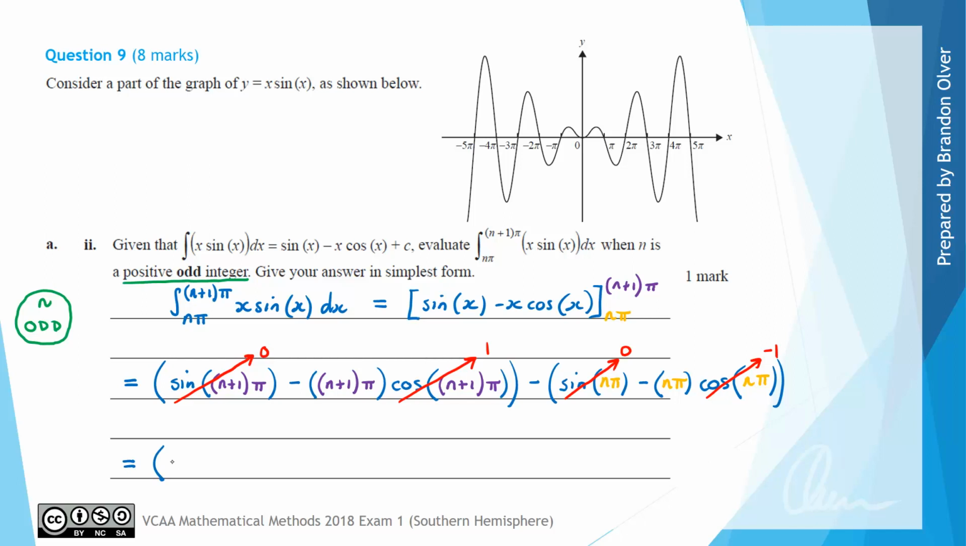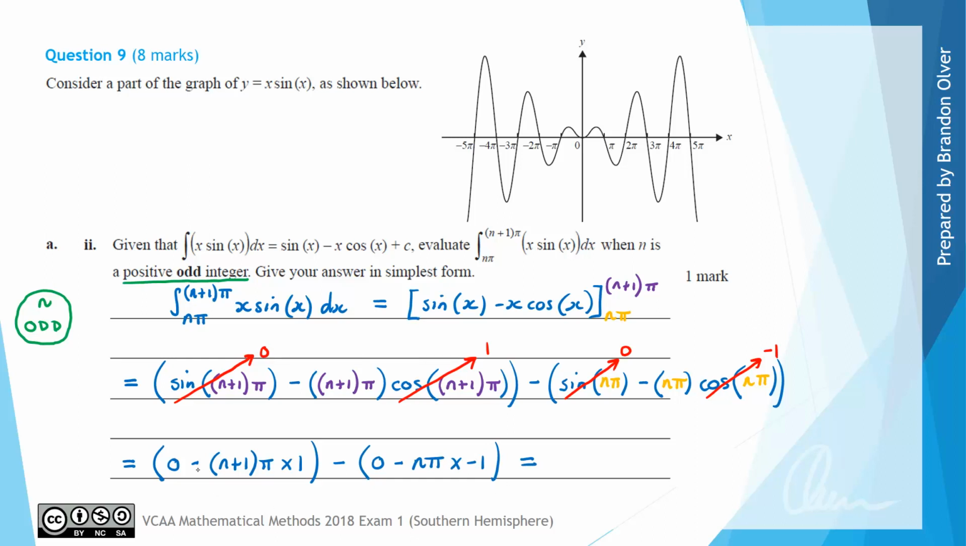So in the first bracket we're going to have 0 minus (n plus 1) pi times positive 1. And then we're going to subtract away from that. And in the second bracket we're going to have 0 subtract n pi times negative 1.